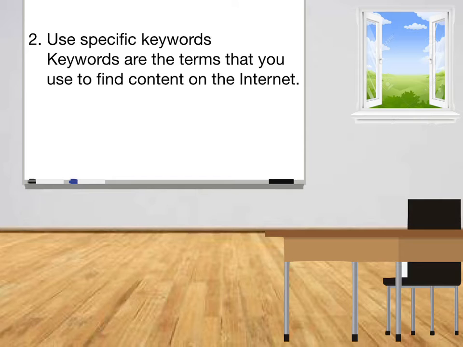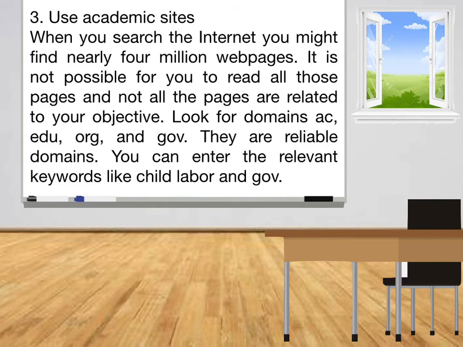Use specific keywords. Keywords are the terms that you can use to find content on the internet. And finally, use academic sites. Just use academic sites for a search topic. When you search, you might find nearly 4 million web pages. It is not possible for you to read all those pages, and not all those pages are related to your objective. Look for domains like .ac, .ed, .org, and .gov.